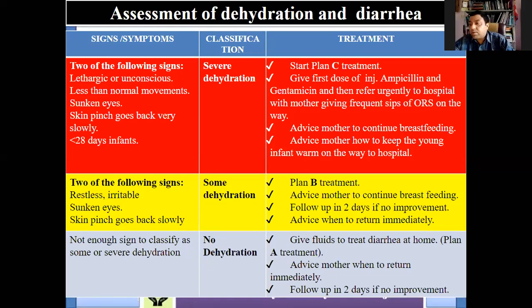So what are the diagnoses for this condition? Diarrhea with severe dehydration, diarrhea with some dehydration, and diarrhea with no dehydration. Based on this, we have different management plans. This is based on IMNCI, but people used to say mild, moderate, and severe. Under IMNCI, it's diarrhea with severe dehydration. For that, you need to start plan C treatment. Some dehydration, plan B, and no dehydration, plan A.